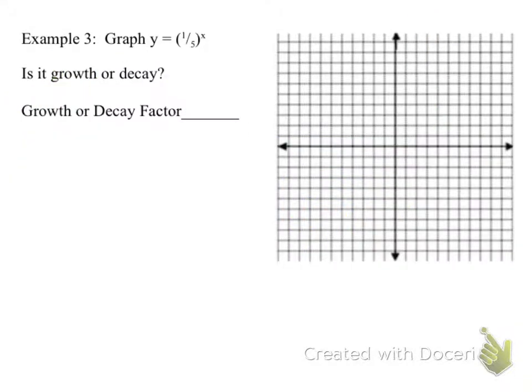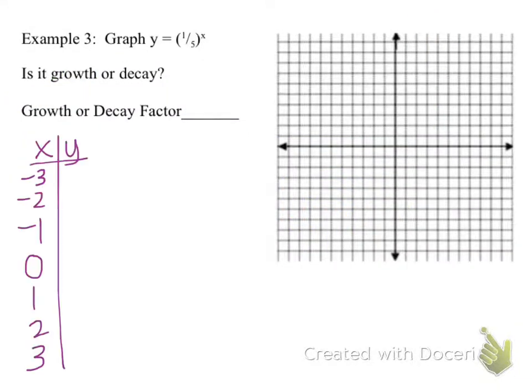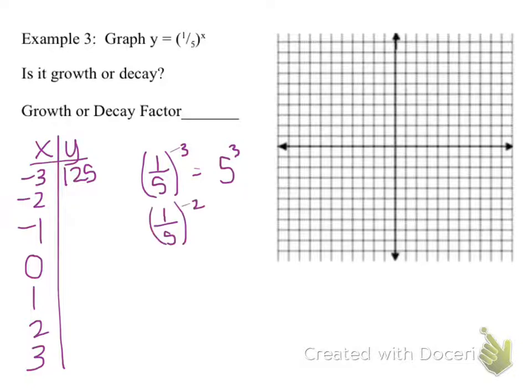Let's do the next example. Again, let's make a t-chart. But now we have a fraction raised to a power. So when you have 1/5 raised to the -3, we're going to flip our fraction. So this is like 5 over 1, or 5 raised to the third power, and we get 125.